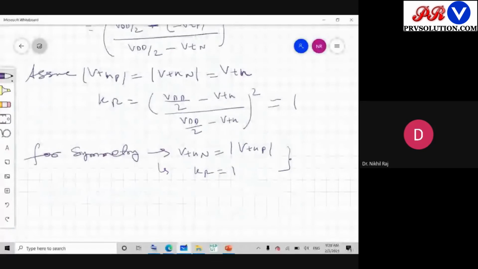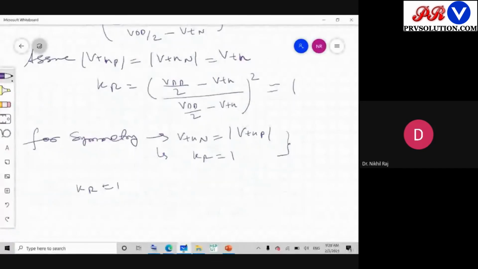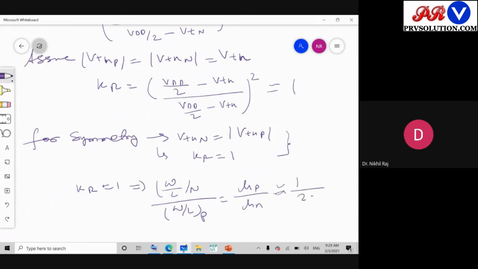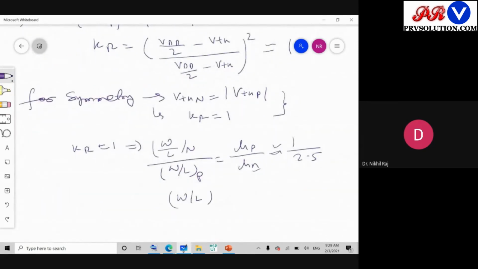And of course if KR is equal to 1, we got the relation (W/L of N) divided by (W/L of P) is equal to mu P by mu N. Okay, so from KR equals 1 we got this equation, and if we substitute the standard values of mobility, it will result in about 1 by 2.5, since mobility is, let's say, 2.5 times higher. So whenever we design, we will keep W/L of P as 2.5 times W/L of N.